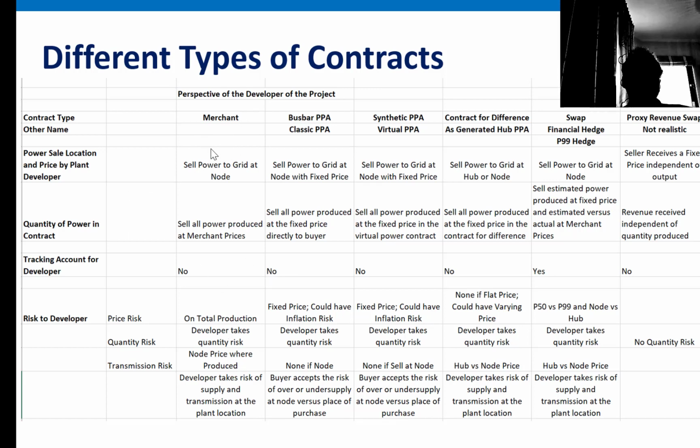If we start with merchant, we sell to the grid, we call it at the node. That's where we actually produce the power. And we sell all our power at variable prices, whatever they are. But that's why we want to understand how these prices are made.